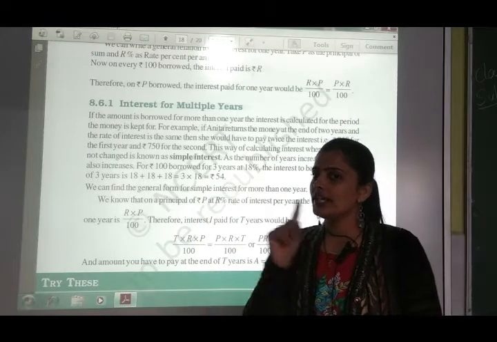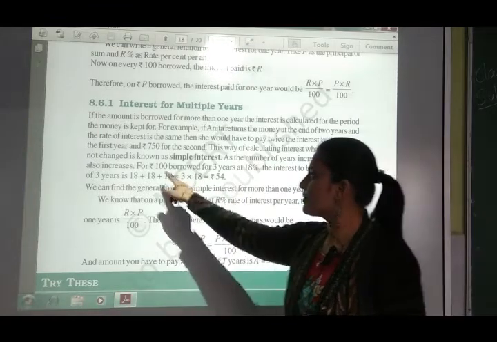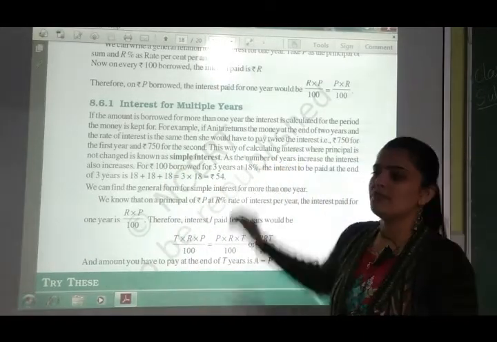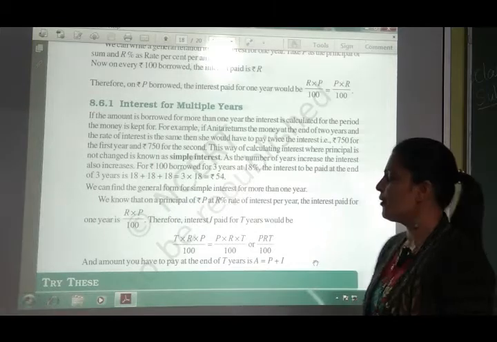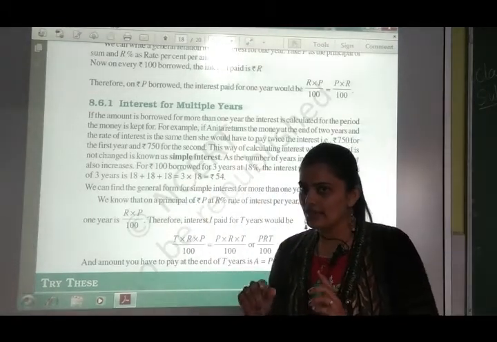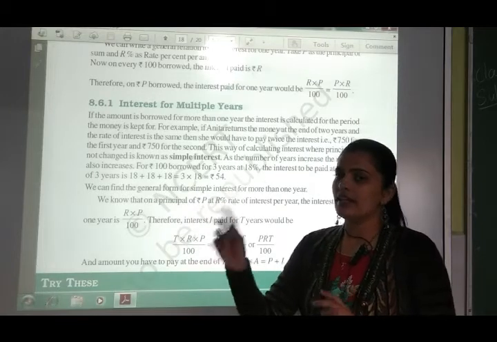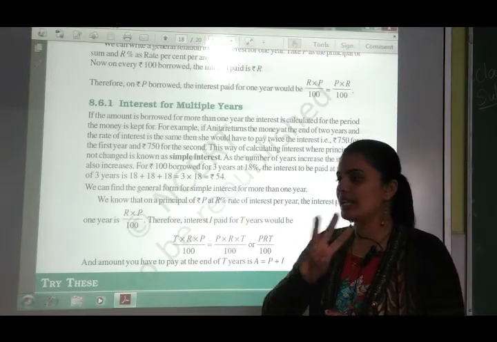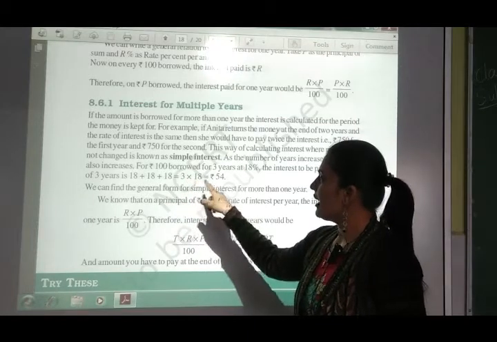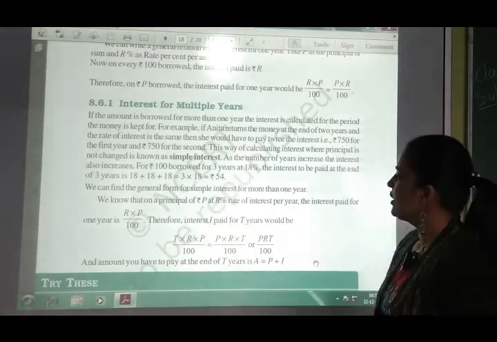For 1 year, 18 rupees. Why? Because the principal is 100, so whatever the percentage is, that much rupees he has to pay back. So 18 rupees for 1 year, for the next year again 18 rupees, and for the third year again 18 rupees. So we have to add 3 times 18, which is 3 multiplied by 18, equal to rupees 54.